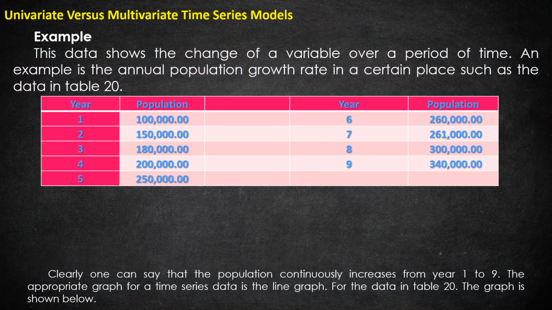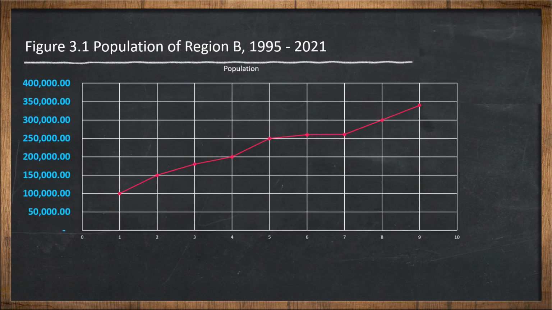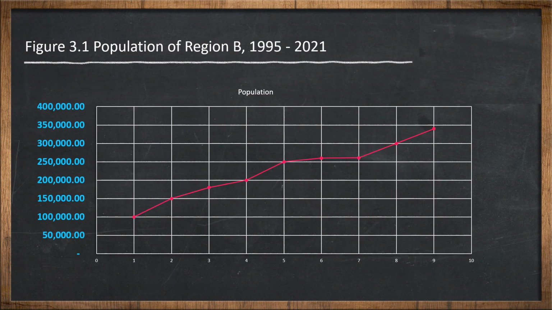For example, the data shows the change of a variable over a period of time. An example is the annual population growth rate in a certain place, such as the data in table 20. Clearly, one can say that the population continuously increased from year 1 to 9, and the appropriate graph for time series data is a line graph. So this will be a sample line graph for the population of region B.